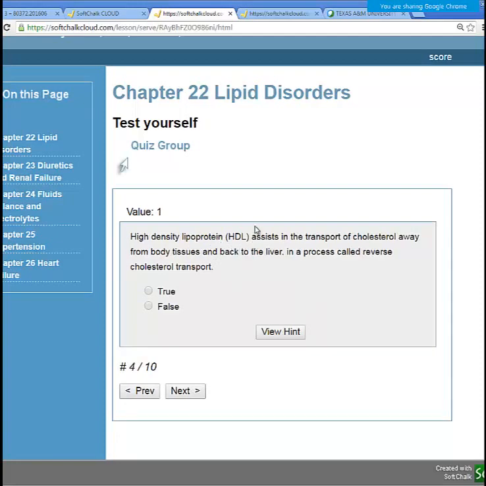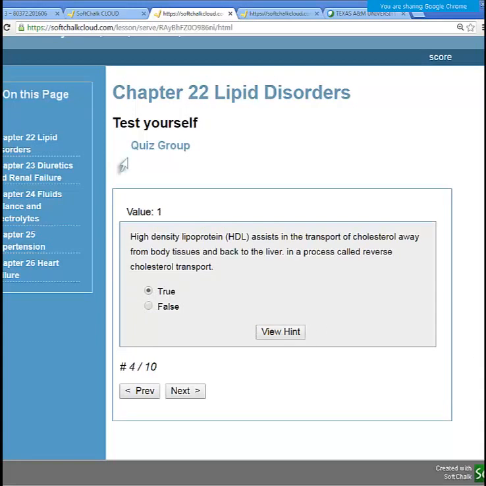Okay, so high density lipoproteins. Think of high density as a good grade. That's a good lipoprotein. It actually cleans the blood. So the low density ones are bad. It's like a low score on the test. A high score is a good thing. So high density lipoproteins are good.